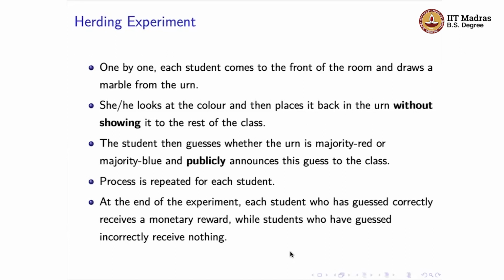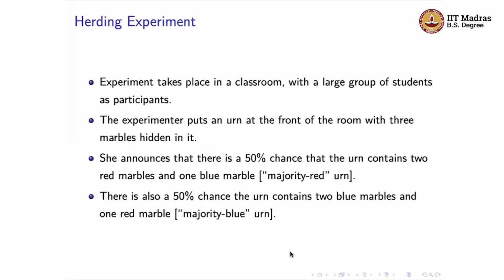And then they have to put it back in the urn, right? At this time, the student has to guess whether the urn is majority red or majority blue. So recall that it is majority red if the urn had two red marbles and one blue marble, and it's majority blue if it had two blue marbles and one red marble.